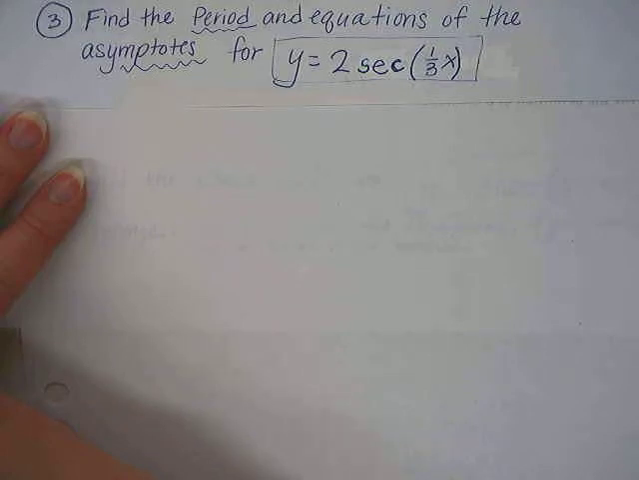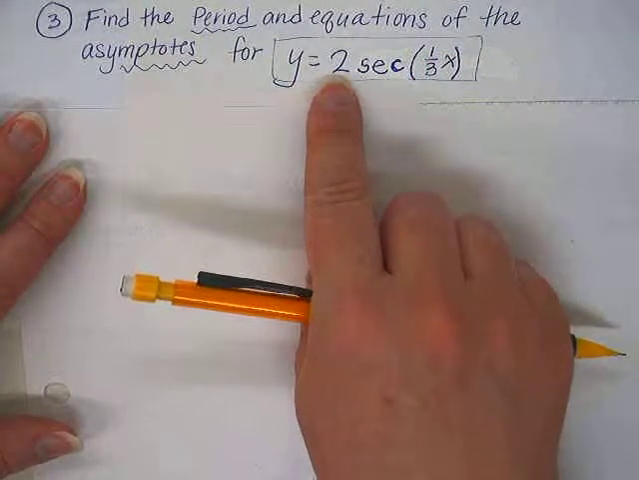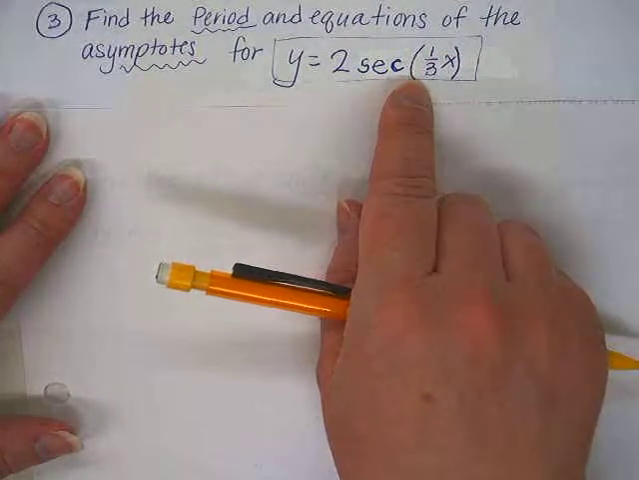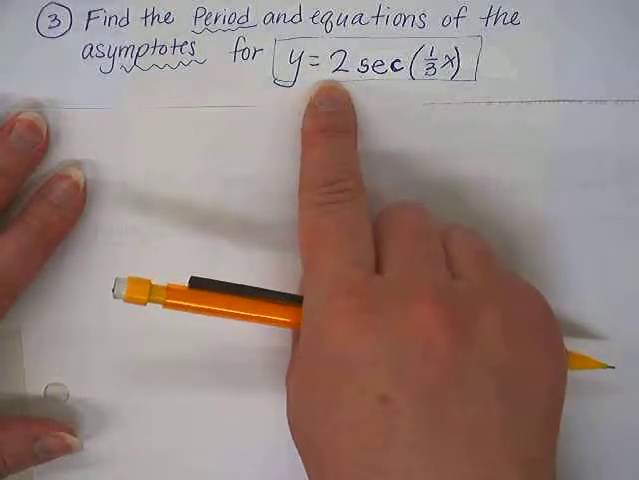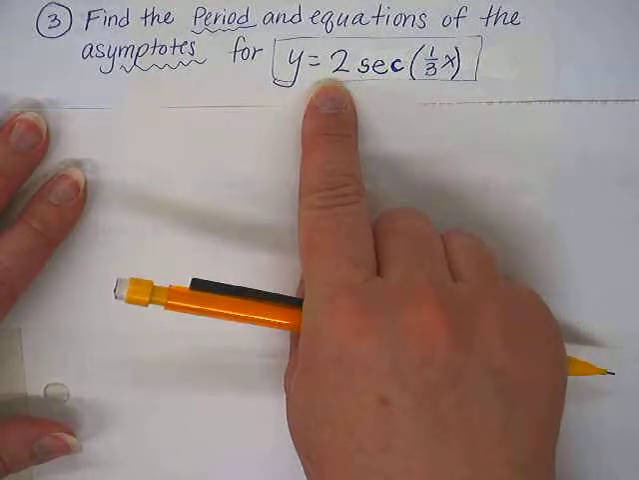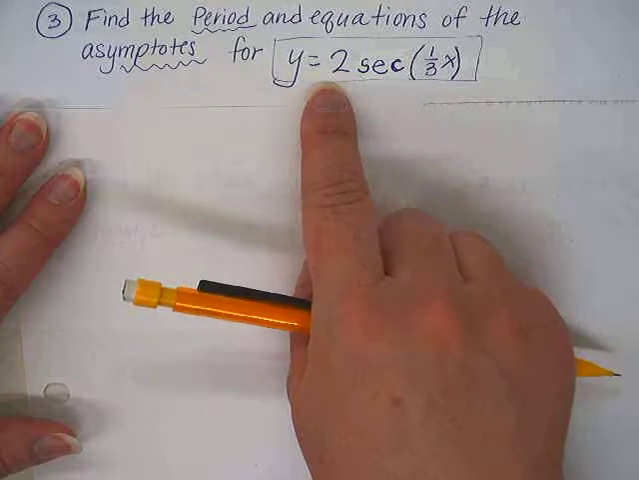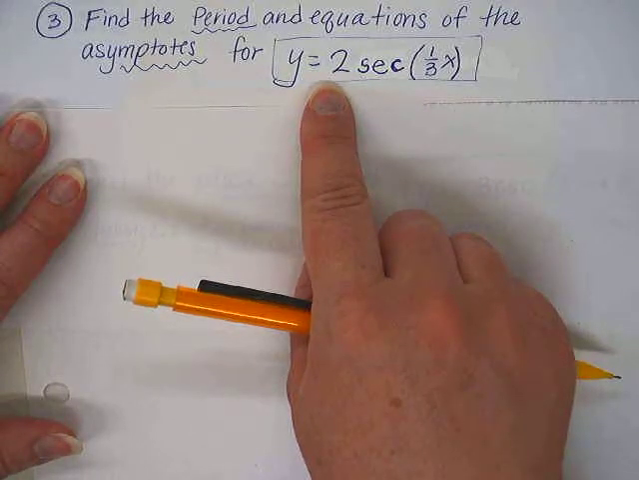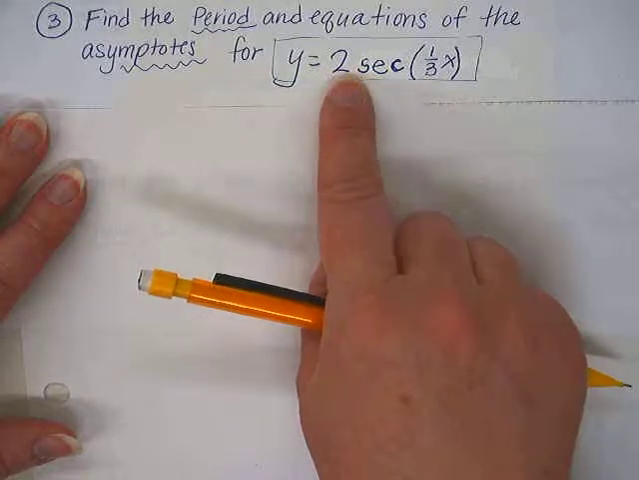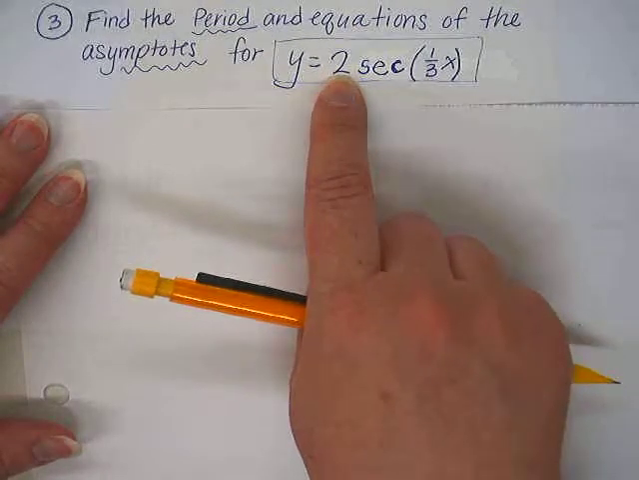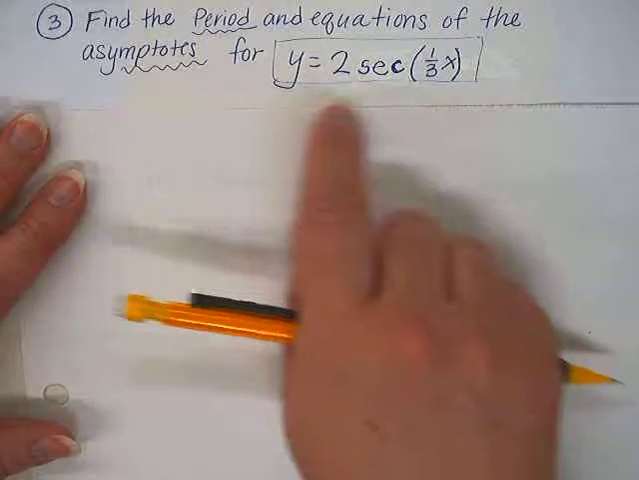Let's talk about what each number means. If this was cosine instead of secant, the 2 would be the amplitude. But because it's secant instead of cosine, it has to do with the range, like the bottom and top range of the graph going the other direction. But that 2 doesn't really have anything to do with this problem.